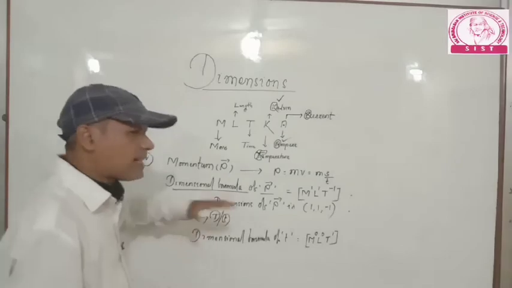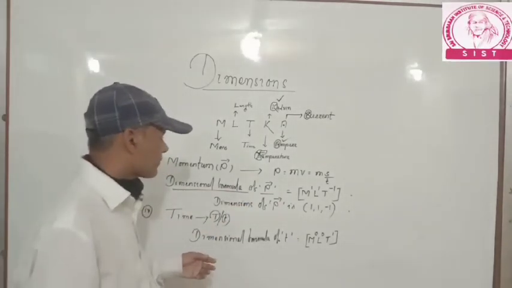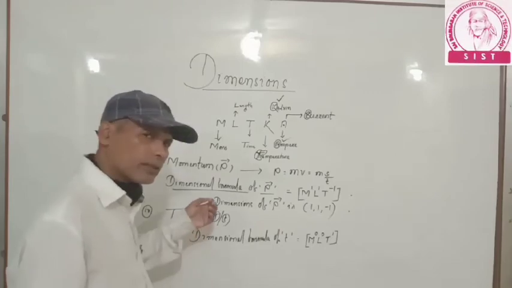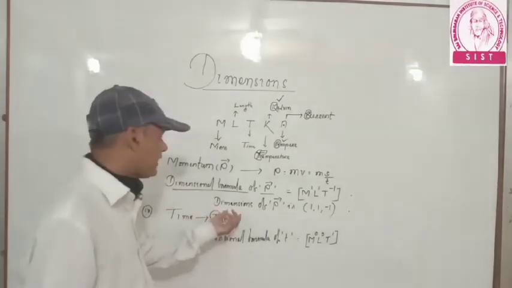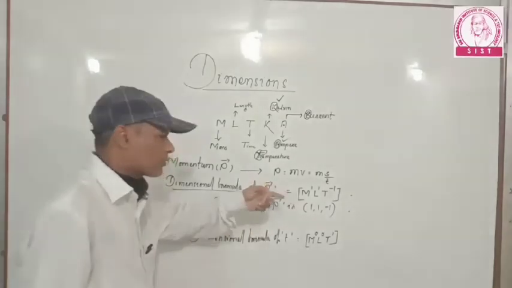So once you are able to find the dimensional formula, it is easy to write what is the dimensions of that physical quantity.